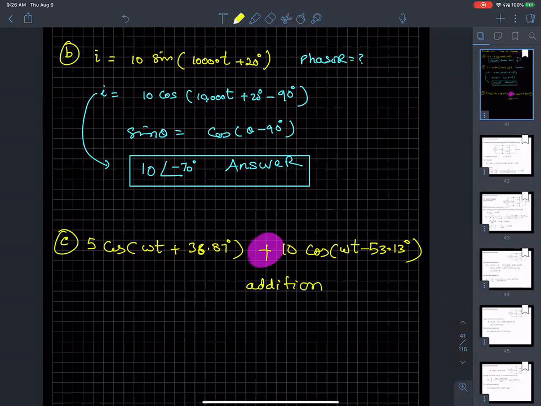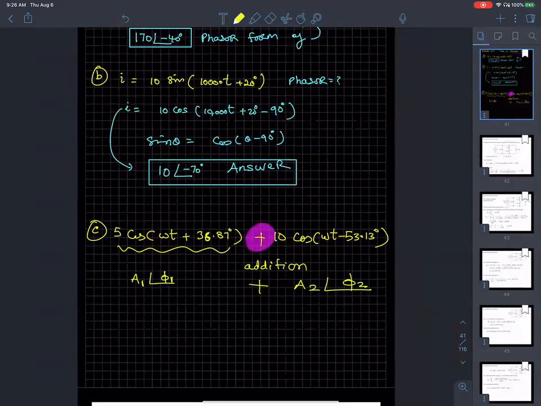So here is the strategy I'm going to follow. It's clear that I cannot add two trigonometric terms directly. So what I'm going to do is convert this to polar form, A1 angle phi 1, plus convert this to polar form as well, A2 angle phi 2. Can I do that addition easily in polar form? No, I cannot. Remember, let me go back.